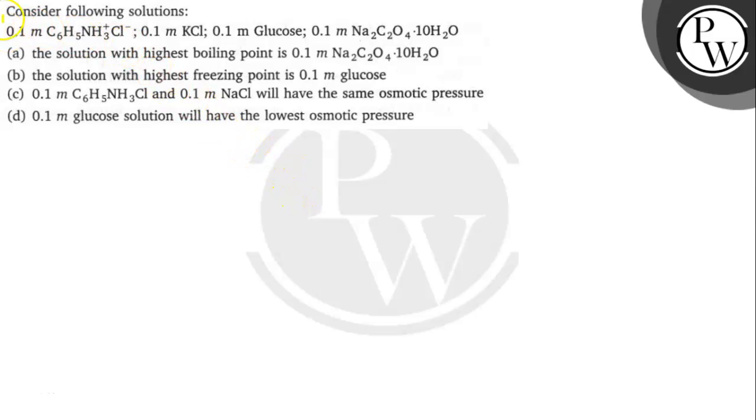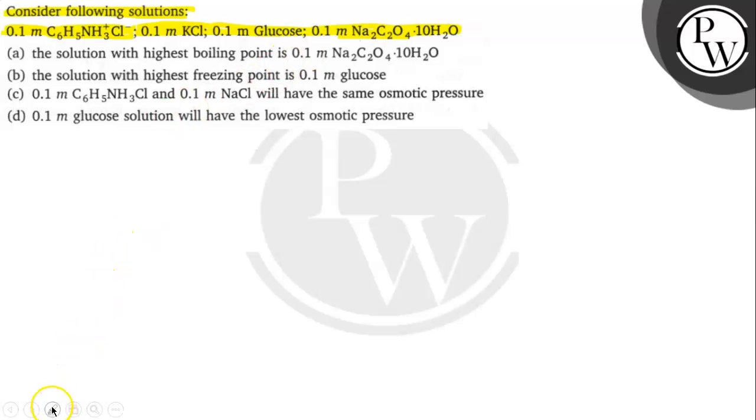So let's read this question. The question says: consider the following solutions, that is 0.1 molality C6H5NH3+Cl-, 0.1 molality KCl, 0.1 molality glucose, 0.1 molality Na2C2O4·10H2O. So these are the solutions, and there are four options, and we have to find out the correct option based on these solutions.